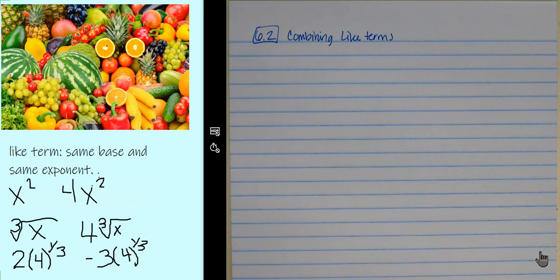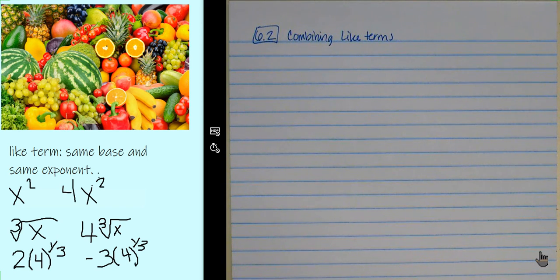Hey, Algebra 2, we are going to go over day 2 of 6.2, combining like terms. You've done combining like terms a lot ever since Algebra 1. You do it all the time when you add 3x squared plus 2x squared and get 5x squared. But it gets a little bit more complicated when we have our fractional exponents that we started in this chapter.